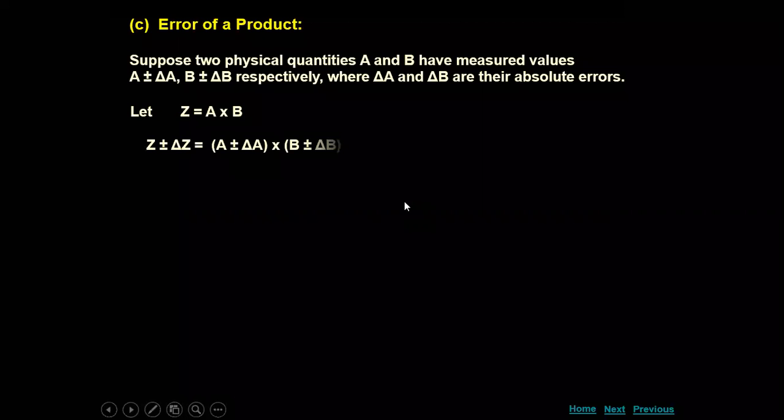So we write Z plus or minus delta Z is equal to A plus or minus delta A into B plus or minus delta B. Now, for the resultant value we need to multiply. So what happens if we multiply them?